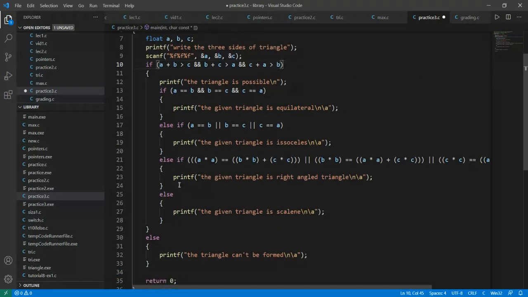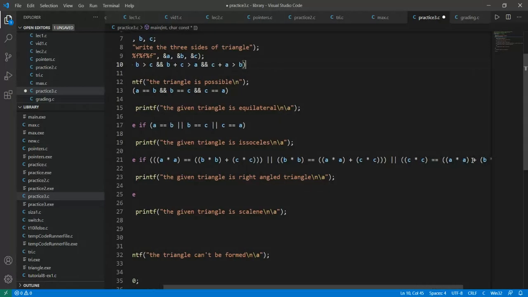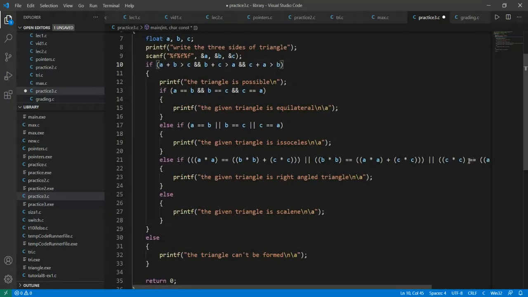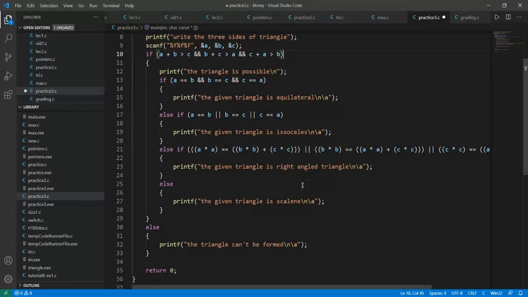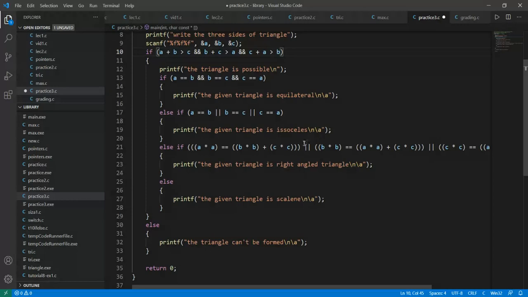Then for the right angle triangle, I know that either a square is equal to b square plus c square, or b square is equal to a square plus c square, or c square is equal to a square plus b square. So if any one of the conditions is satisfied, it would be a right angle triangle. So I have used the or statement between them. If one of these conditions is satisfied, our triangle will be declared a right angle triangle.